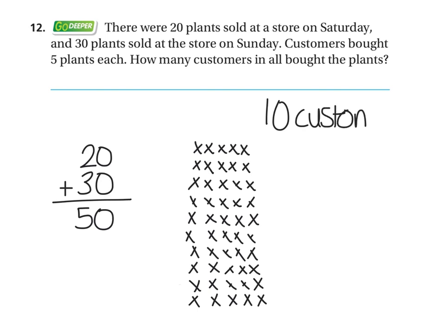customers. Now this makes sense because 5 times 10 is 50, or 50 divided by 5 is 10.